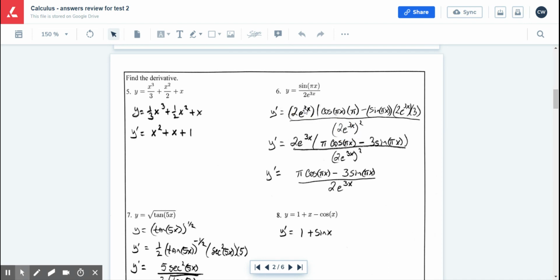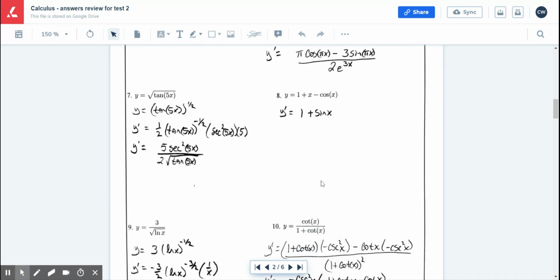Remember, when you're doing product or quotient rule with e, you should always be able to factor something out. I've got 2e to the 3x and 2e to the 3x, so I factor that out. Leaves me with pi and cosine here, and it leaves me with 3 and sine there. Then I can reduce one of these with one of these, and I end up with my final answer.